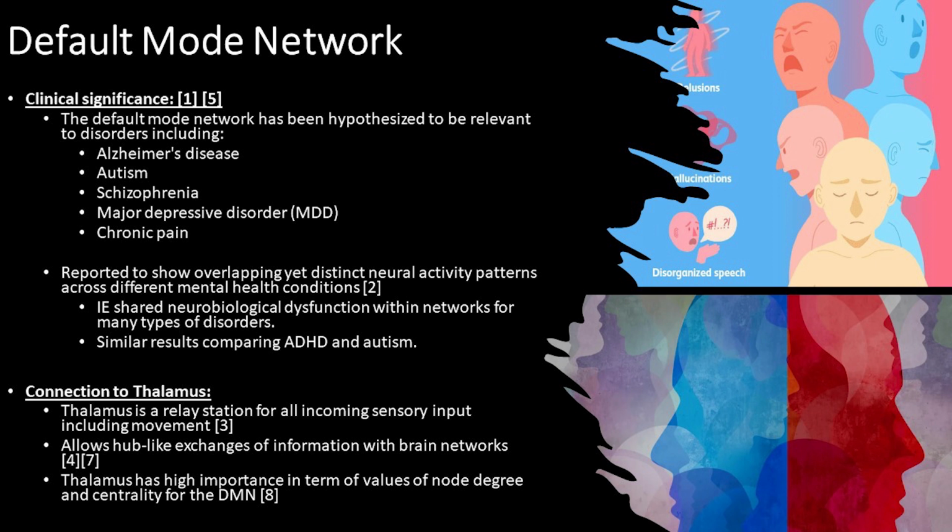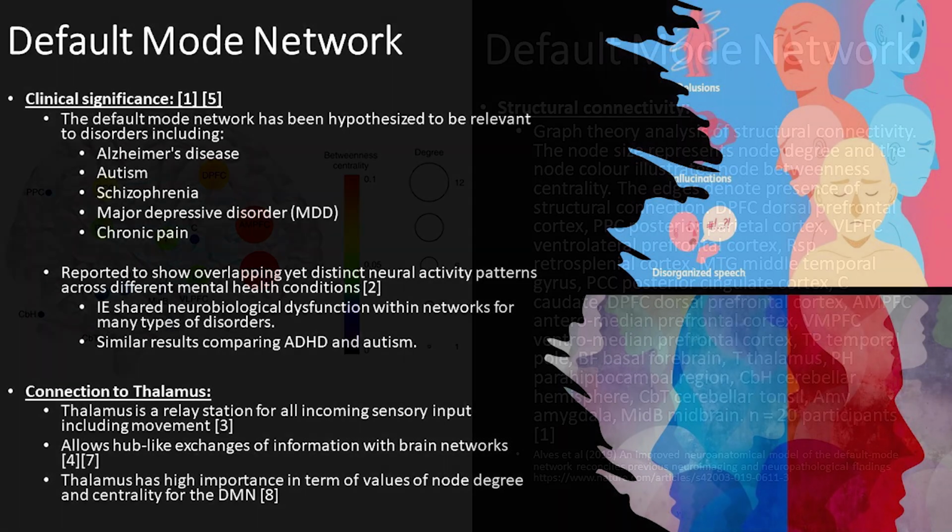So its connection to the thalamus is really strong, and the thalamus itself is like a relay station for all incoming sensory input. It's one of the first developed areas of the brain, some hundreds of millions of years ago probably, and it allows hub-like exchanges of information with brain networks. So the thalamus has a really high importance in terms of value of node degree and centrality in the DMN. So what does that mean?